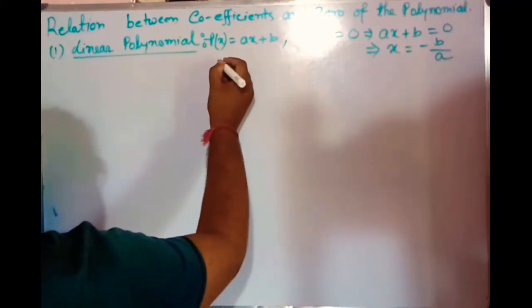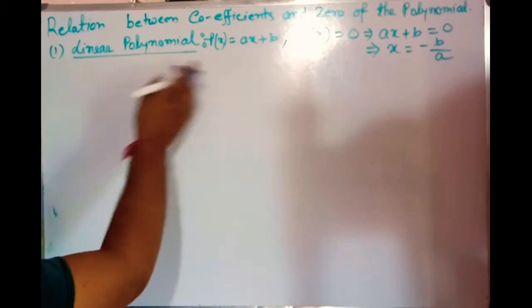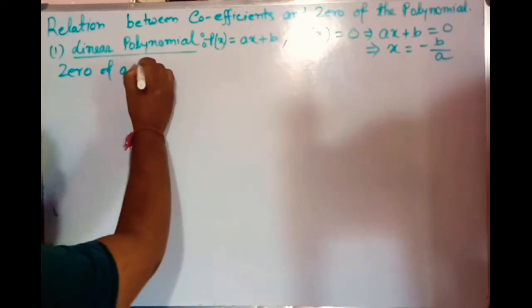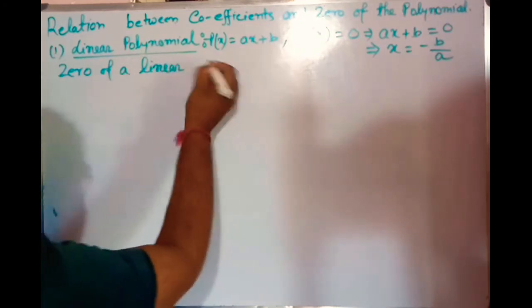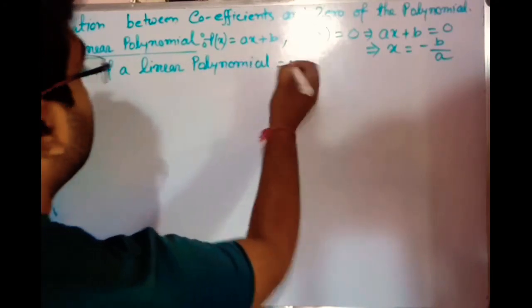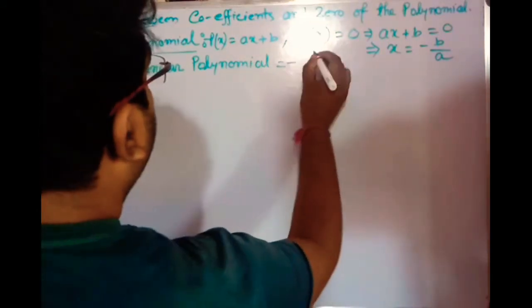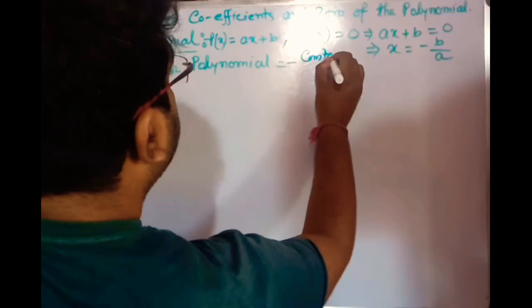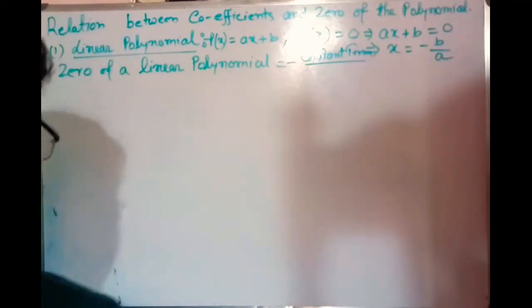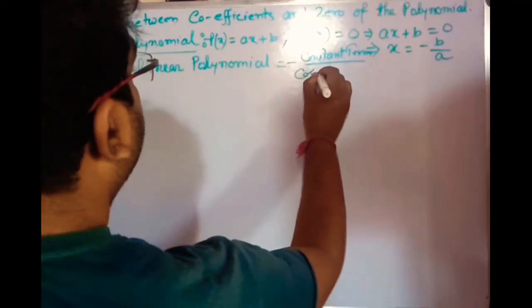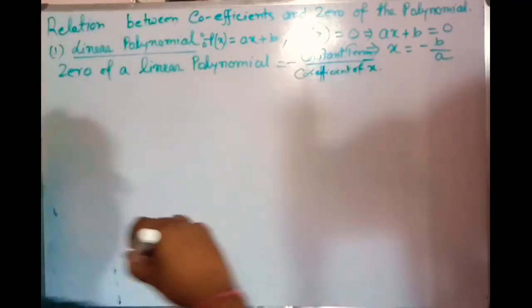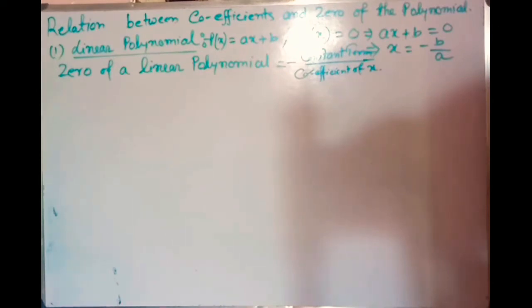So the zero of a linear polynomial is equal to minus the constant term divided by the coefficient of x. Understood? It's very easy.